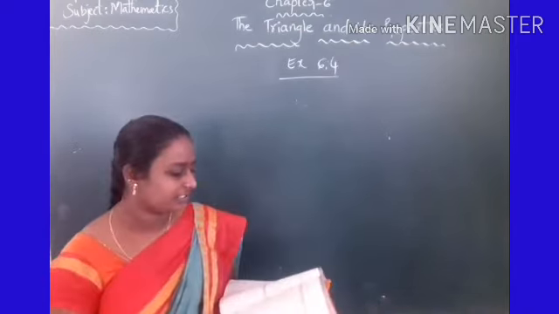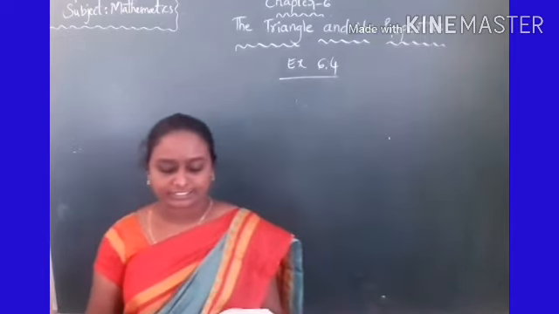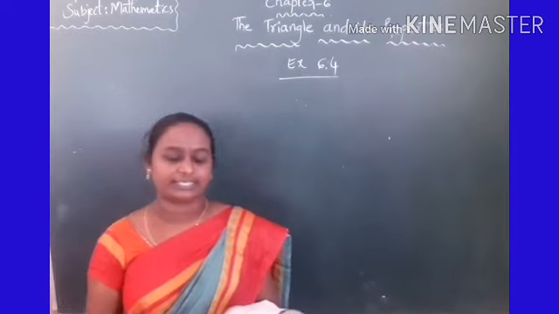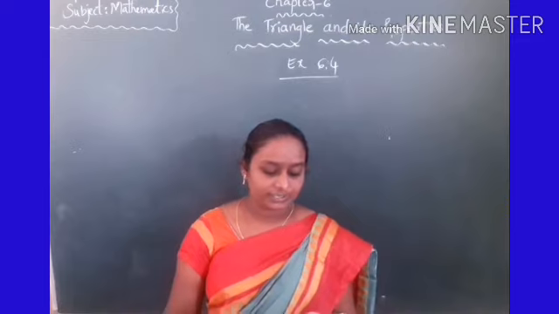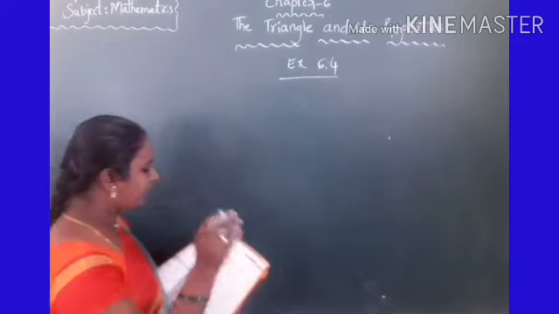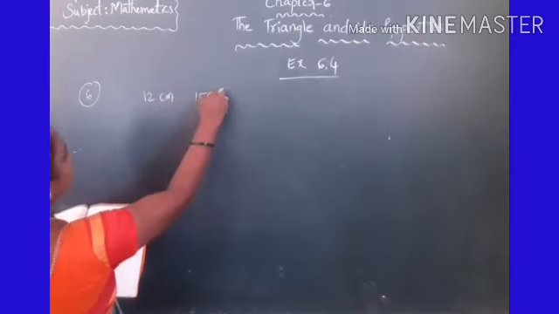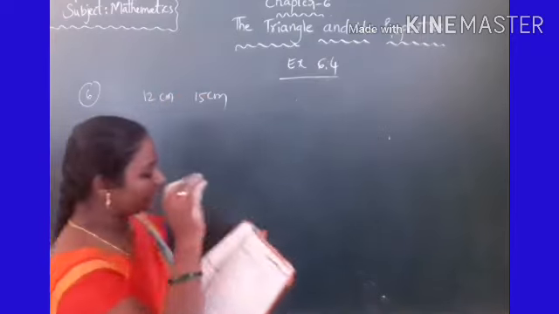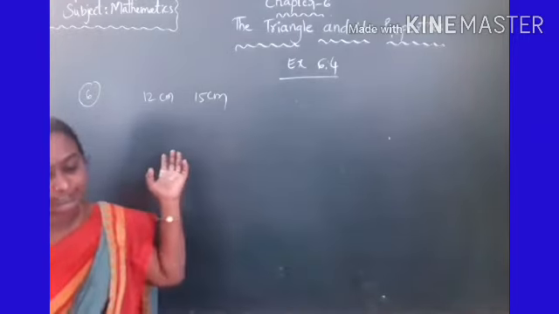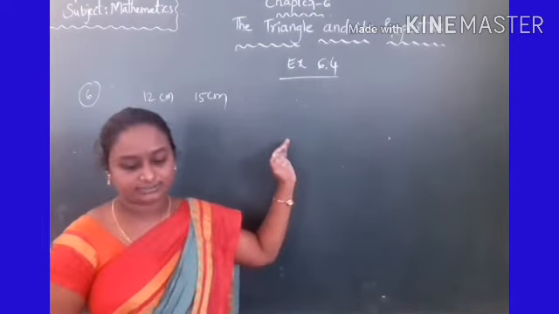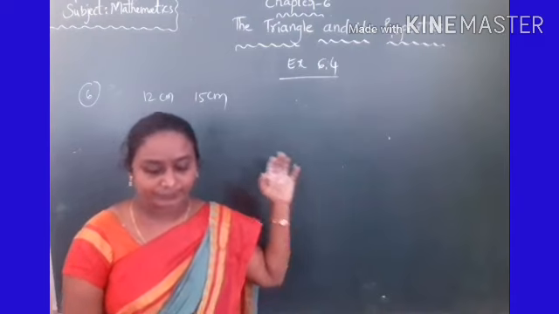Next, last question, sixth one. The lengths of two sides of a triangle are 12 centimeters and 15 centimeters. Between what two measures should the length of the third side fall? Here observe, the lengths of two sides of a triangle are 12 centimeters and 15 centimeters. Between the two measures the third side length will fall.